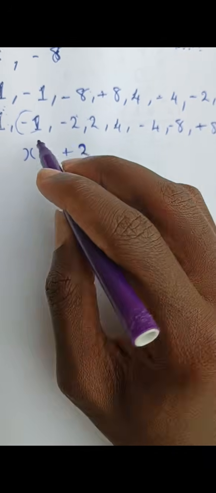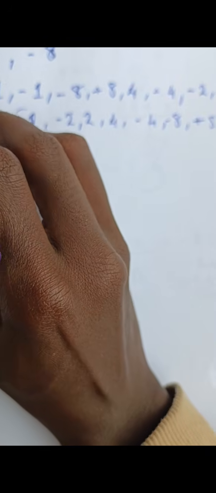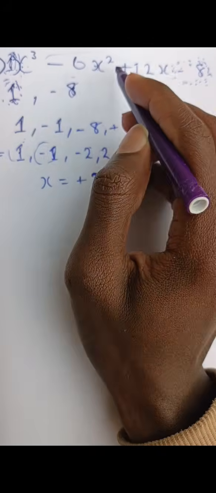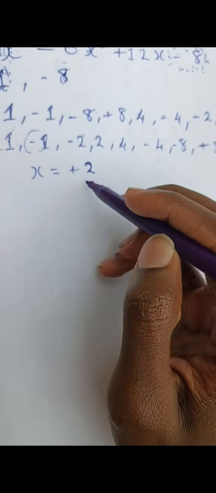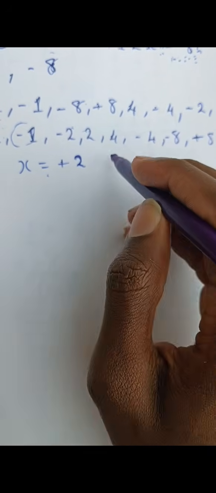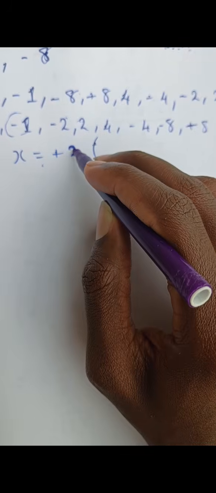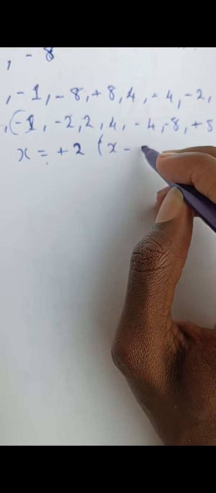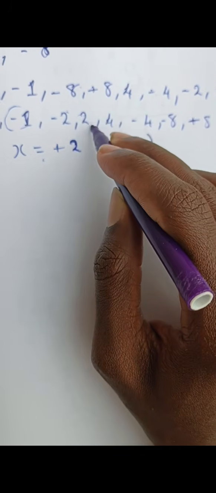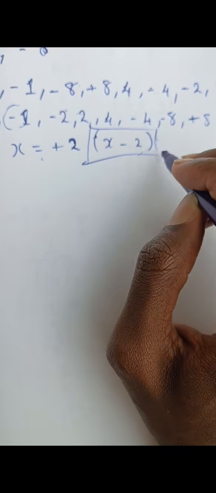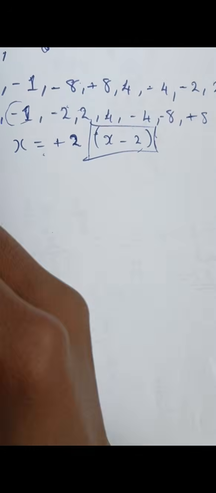Actually these are the values of x. So the value of x that's giving us 0, when you substitute what is x in this equation given, is +2. Now the way that you write the factor is that you take the 2 to the other side, it's going to be x minus 2. So this is your factor. So far you've found one factor.